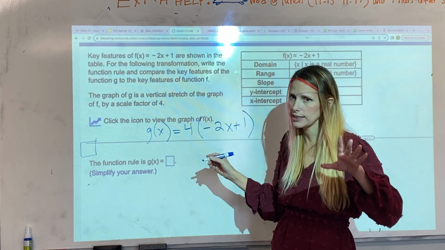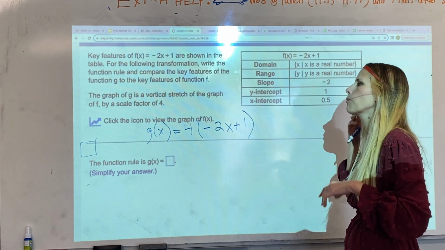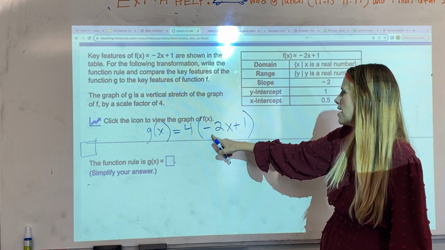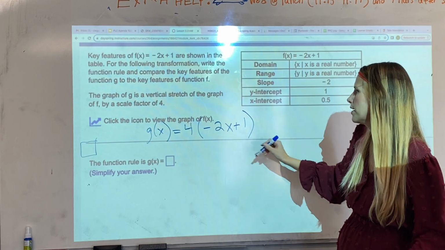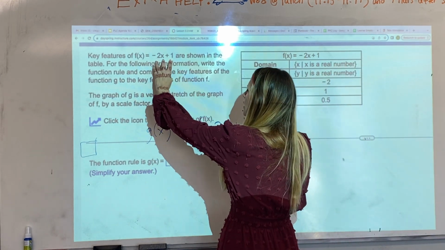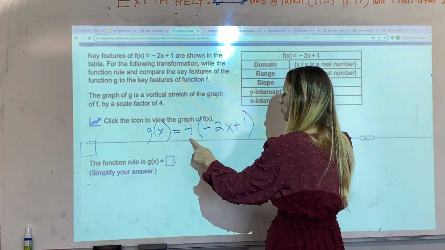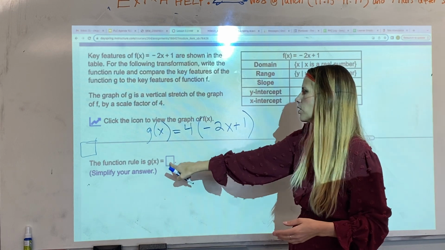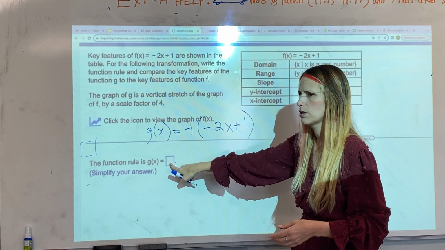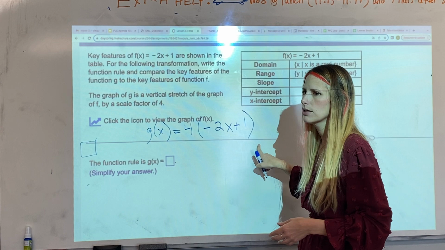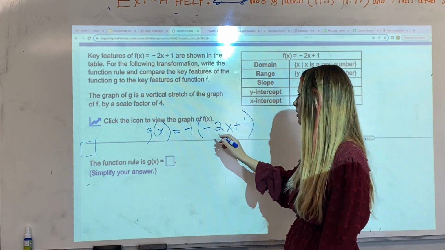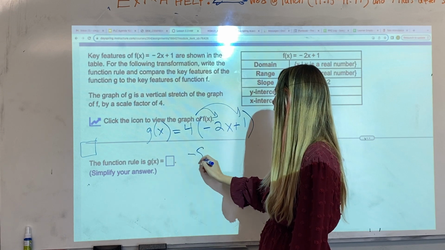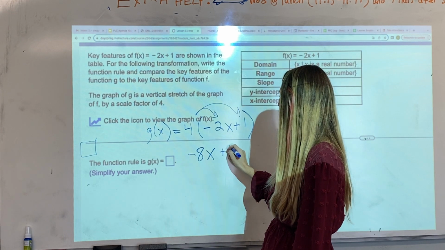Again, we did not do an example like this yesterday, so I'm teaching it now. 4 times negative 2x plus 1. The entire output is being multiplied times 4. If you're going to write that in here, you're going to want to distribute. So we're going to distribute, and that will be negative 8x plus 4.